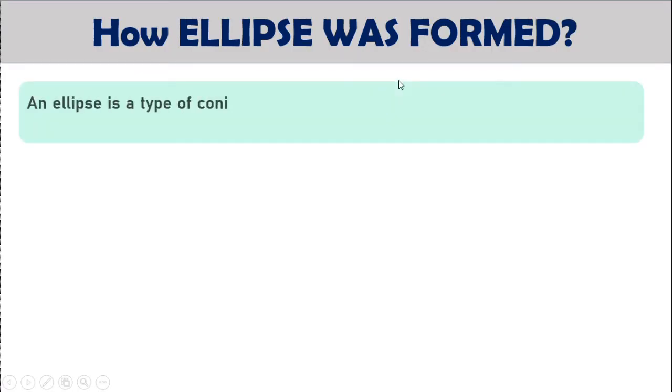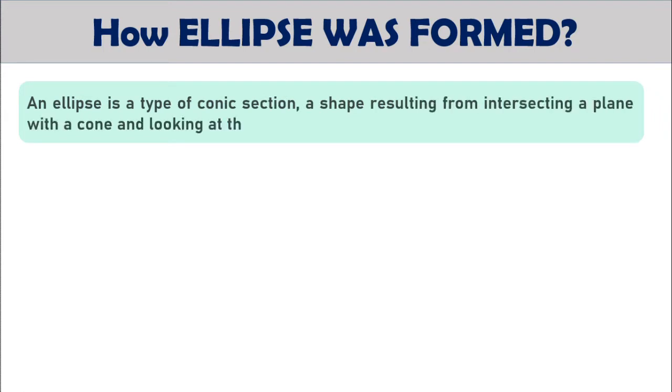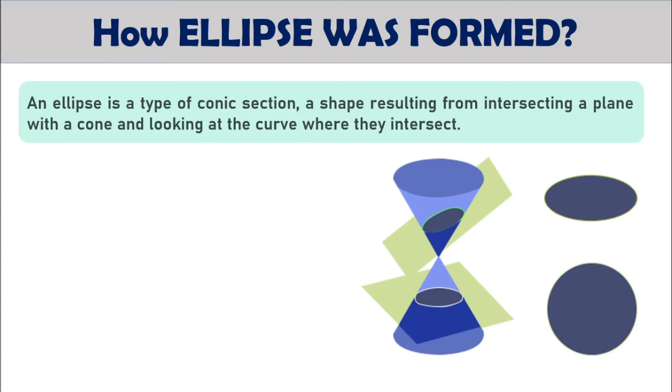An ellipse is a type of conic section, a shape resulting from intersecting a plane with a cone and looking at the curve where they intersect. Similar to parabola and circle, they were formed by a plane that intersects a certain cone. In this example, makikita natin sa diagram.